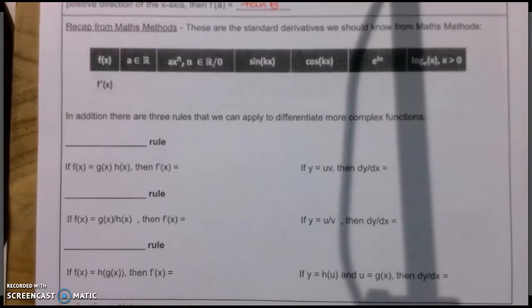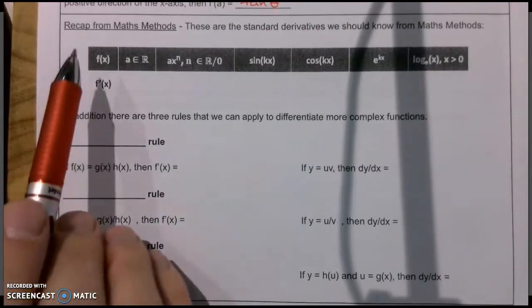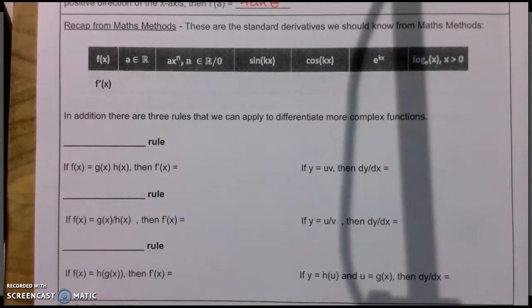So I'd like you to pause the video now, and in the box at the bottom of the page here, I'd like you to have a go in pencil at filling in the derivatives of these standard functions, and then also the 3 standard rules that we're supposed to know. Pause the video now.